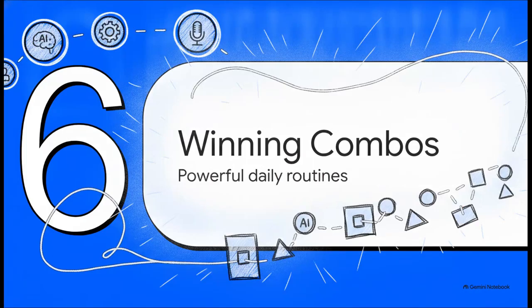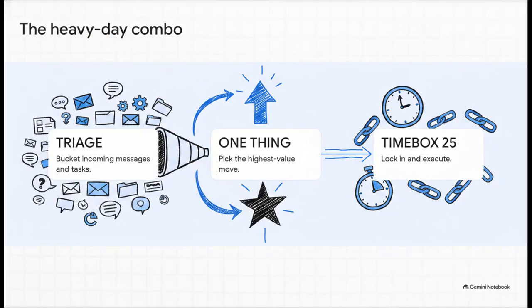Finally, Section 6, Winning Combos and Routines, stringing it all together. The Playbook calls this specific routine the heavy day combo. When everything just feels urgently overwhelming, you don't panic, you run the sequence. First, you press Triage, which forces the AI to bucket all your incoming messages and tasks. Next, you press One Thing, forcing it to pick the absolute highest value move right now. Finally, you hit Time Box 25 to lock in and execute. It is such a perfect routine to instantly regain control of a chaotic morning.